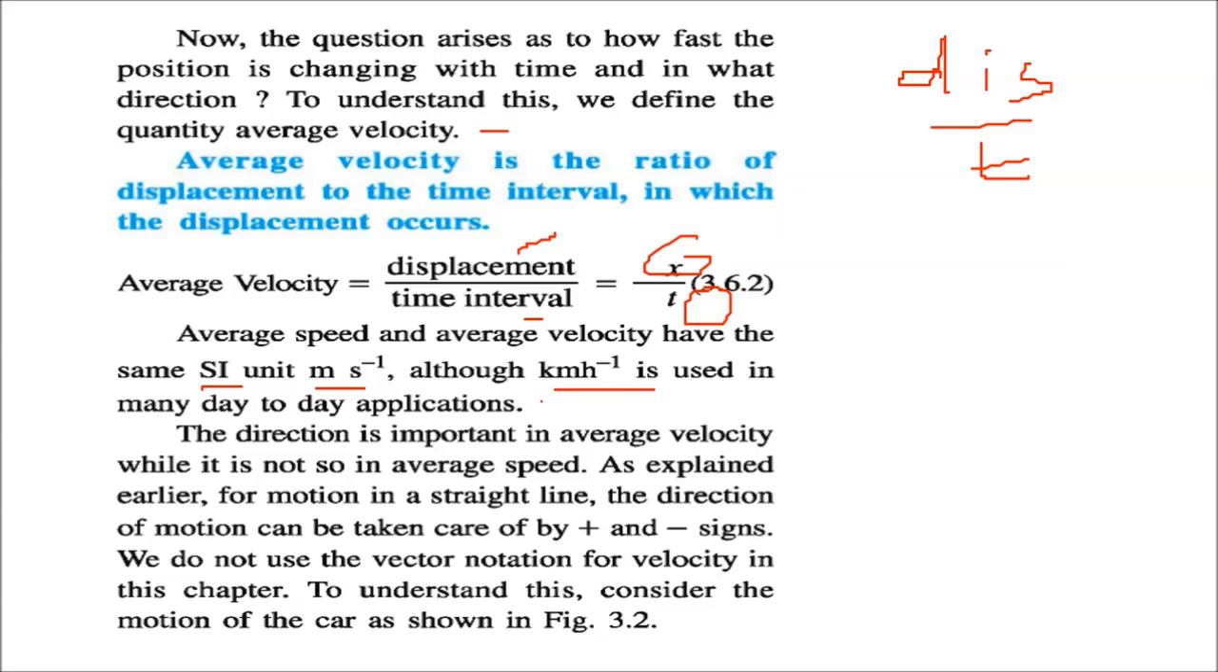The direction is very important when we are talking about average velocity, because for average speed there is no concept of direction. So the direction has to be taken with a certain sign. This is the plus direction, this is the negative direction. So we do not use the vector notation for velocity here. We'll try to learn this with respect to vectors in coming discussions.